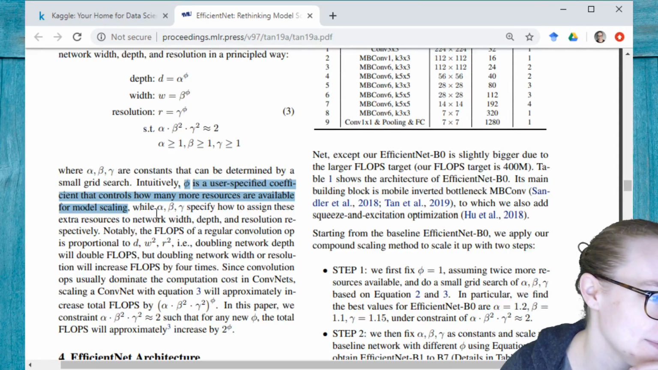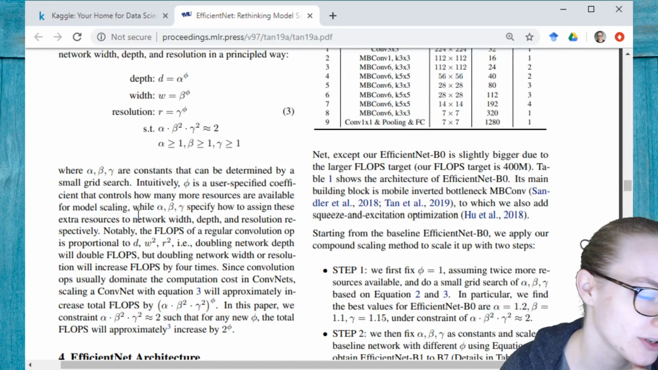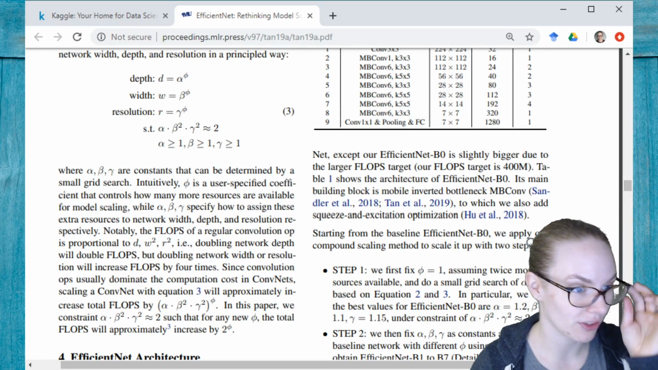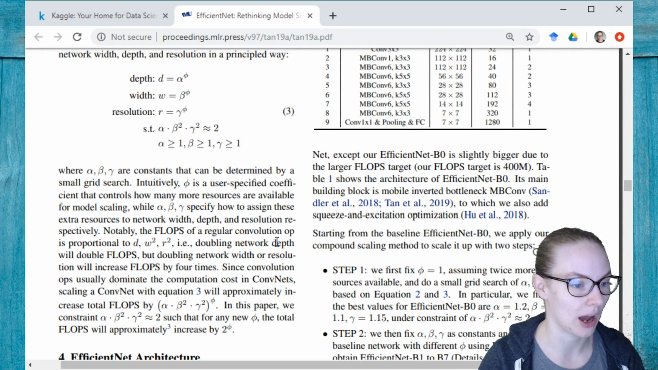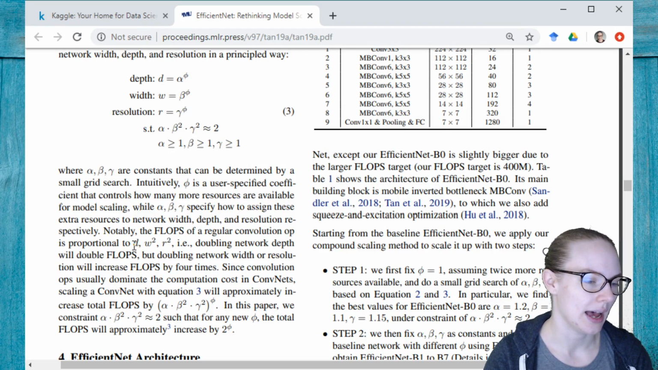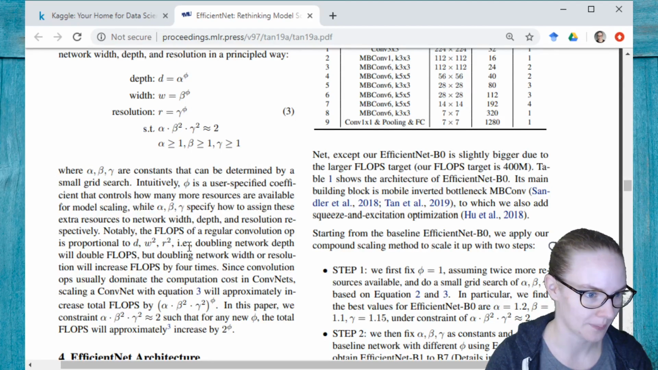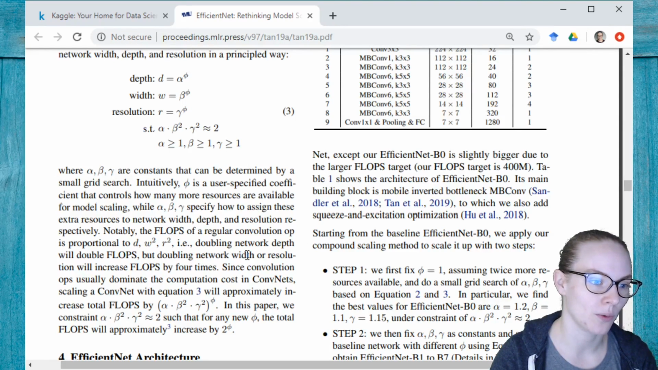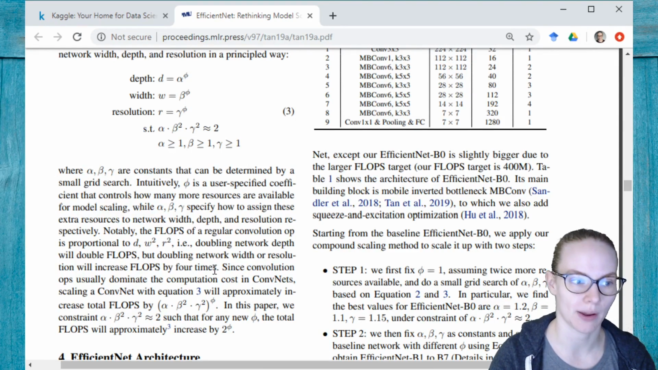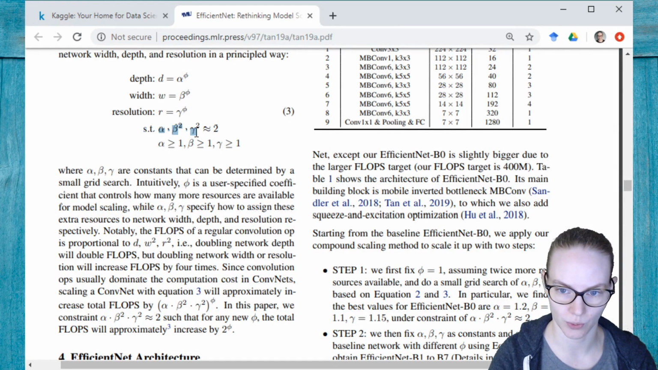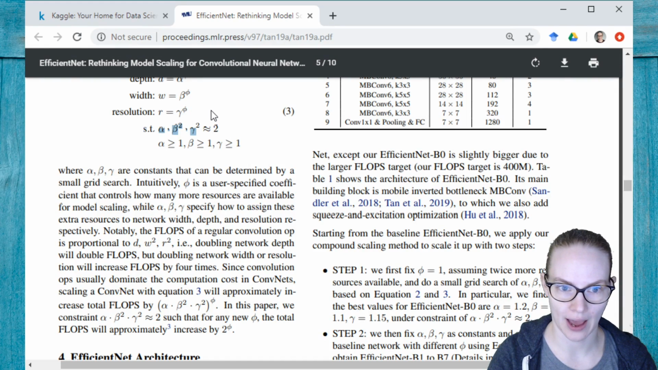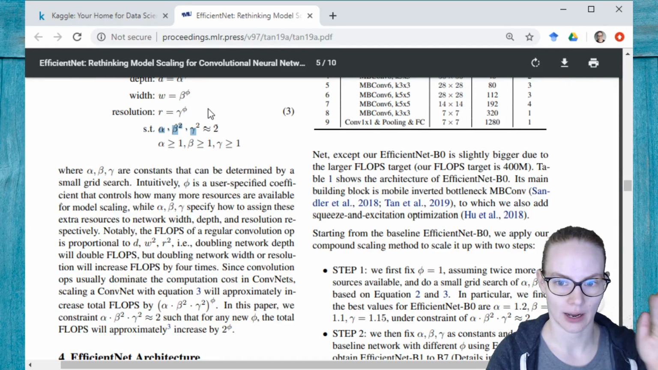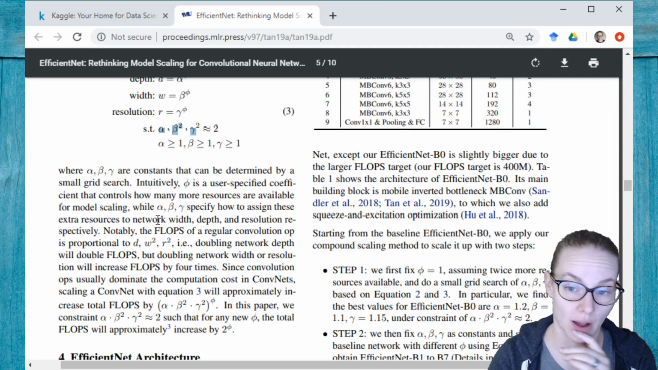While alpha, beta, gamma specify how to assign these extra resources to network depth, width, and resolution, respectively. Notably, the FLOPS of a regular convolutional operation is proportional to depth, width squared, resolution squared, i.e. doubling network depth will double FLOPS, but doubling network width or resolution will increase FLOPS by 4 times. Okay, so this proportion is to ensure that we are optimizing for the lowest number of FLOPS we can have.